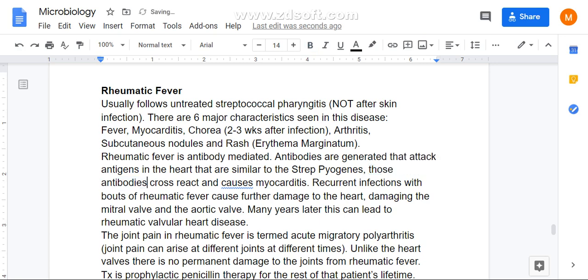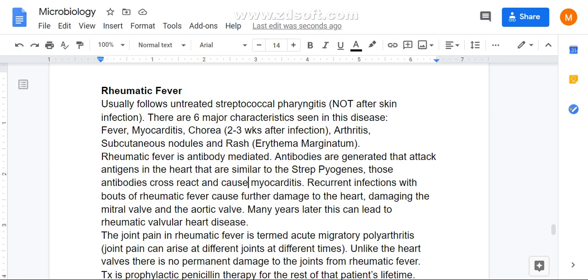Those antibodies cross-react and can cause myocarditis, right? So basically, it's the same antibodies that your body was creating to attack the Strep Pyogenes. The antigen from the Strep Pyogenes is similar to some structures in your heart. So the antibody can end up causing inflammation in the heart, even though it was meant to attack Strep Pyogenes, right?